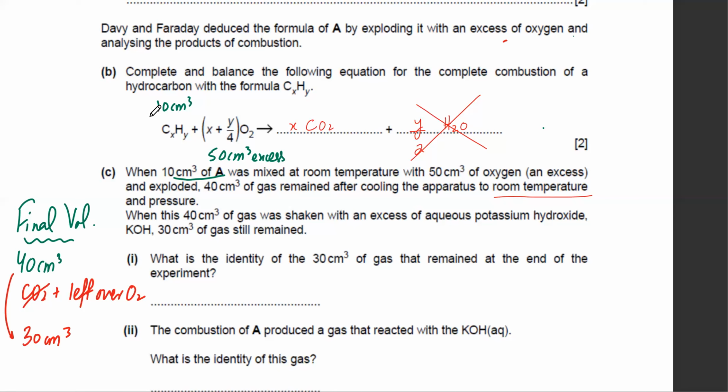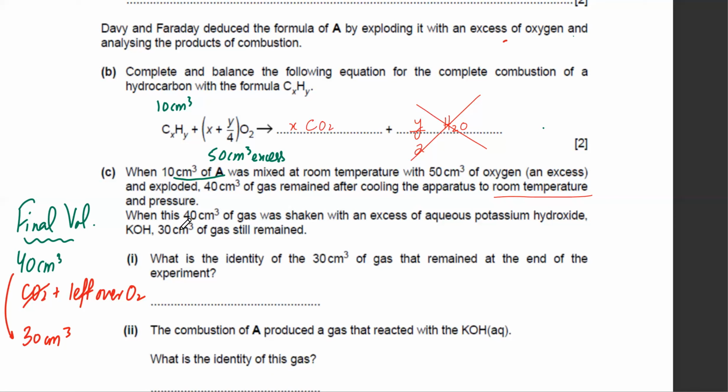The question: 10 cm cube of a hydrocarbon was burnt with 50 cm cube of excess oxygen. And then he says that 40 cm cube of gas remained after cooling the apparatus to room temperature. So the products are produced when the reaction happens. The final volume of gas must contain carbon dioxide. It will not contain water because water is not a gas. So he's measuring the volume of gas, and there's going to be leftover oxygen.